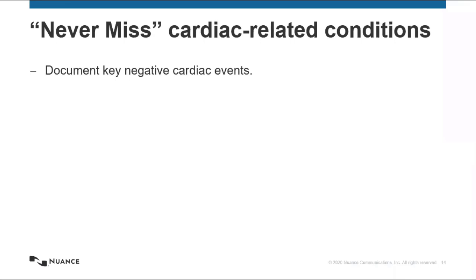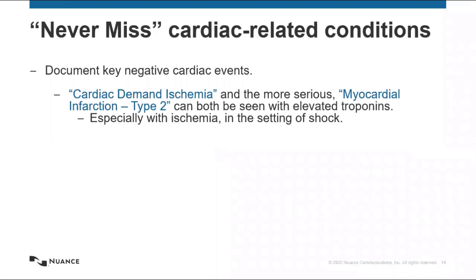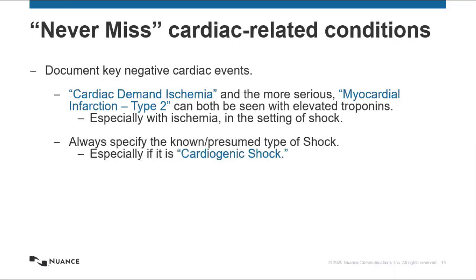We also want to make sure we're capturing negative cardiac events as they come up. Cardiac demand ischemia, and even the more serious version, which is myocardial infarction type 2, can both be seen in a number of COVID patients, especially when you're having ischemia that's associated with shock. I will leave it to you and the American College of Cardiology to formally define these, but please make sure you are recognizing that both of them are very important to capture when it comes to acuity. Also, we want to make sure that if you have known or presumed type of shock, especially if that's cardiogenic shock, we always want to make sure that we are capturing that.